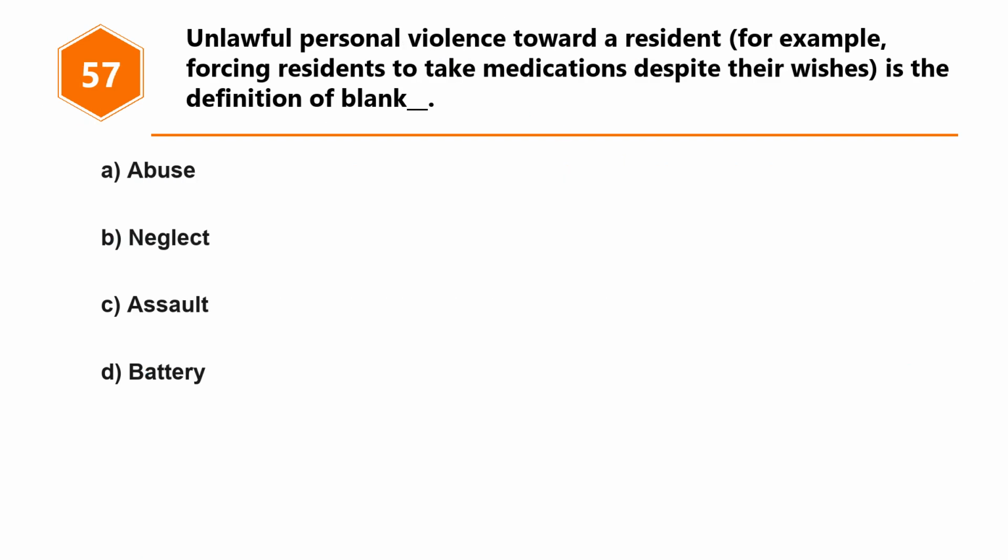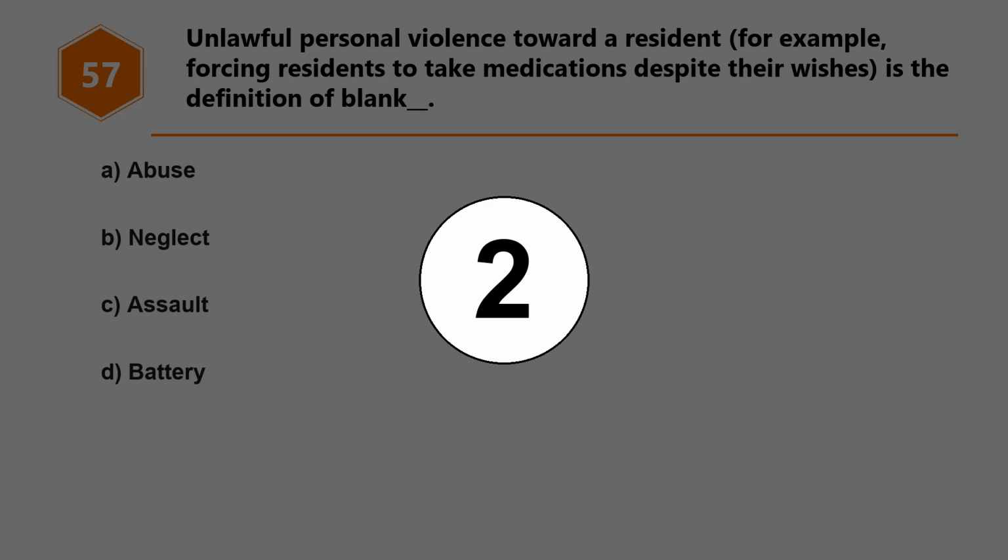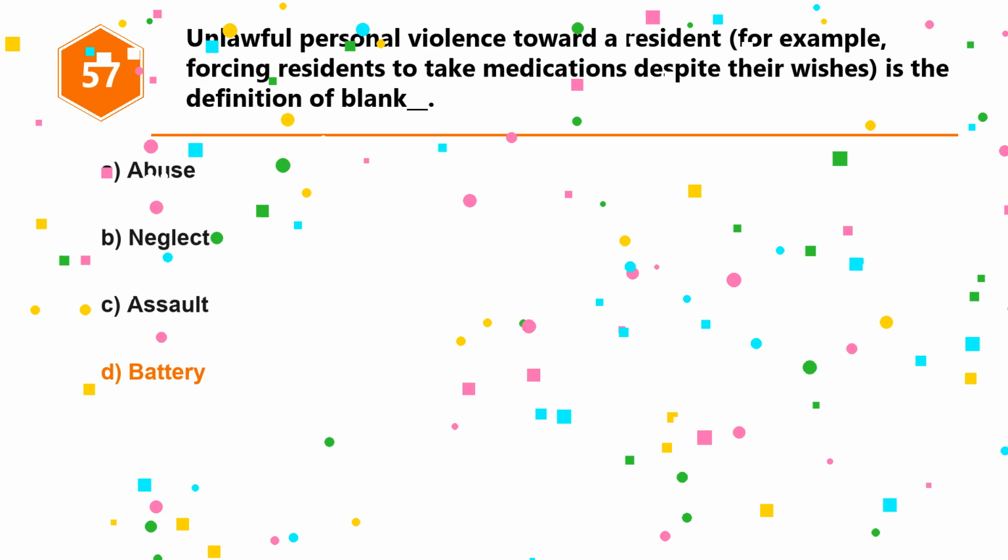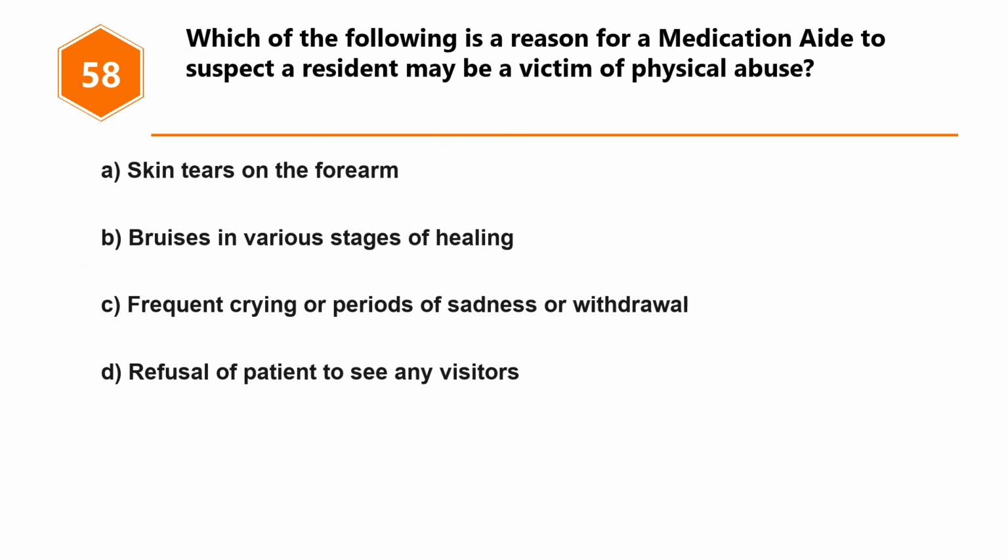Question 57. Unlawful personal violence toward a resident, for example, forcing residents to take medications despite their wishes, is the definition of blank blank. Option A. Abuse. Option B. Neglect. Option C. Assault. Option D. Battery. The correct answer is option D. Battery.